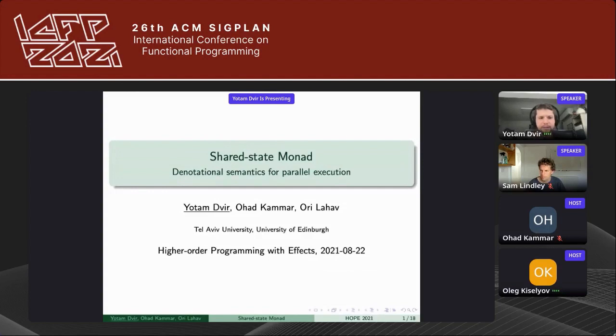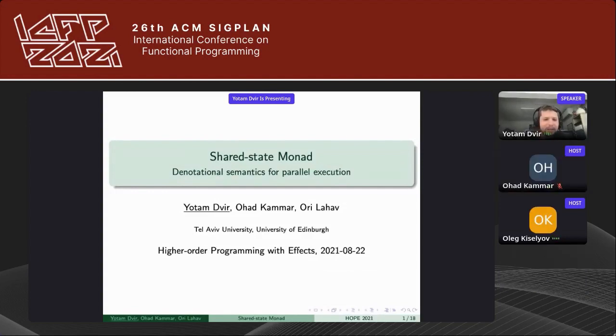Okay, very good. So, hi everybody. My name is Yotam, and I'll be presenting our work on developing a monad for shared state. This is joint work with Toad Kamar and Nori Lav. I hope you see the slide numbers on the bottom right, in case you need to reference them.